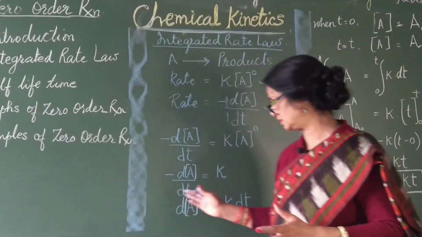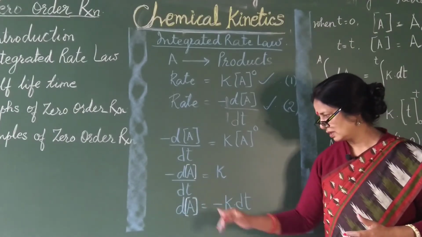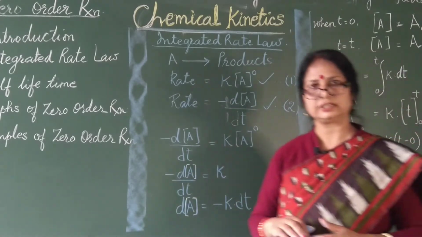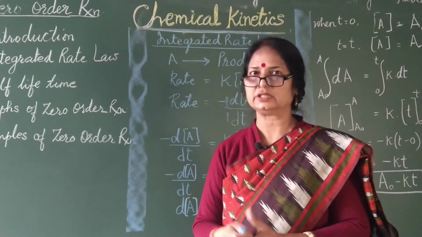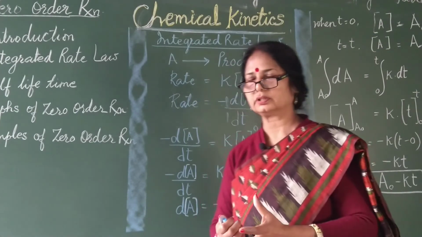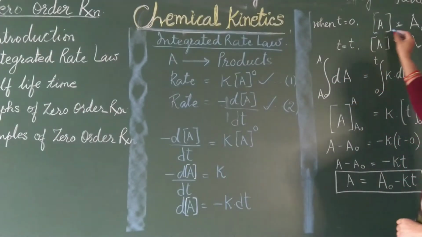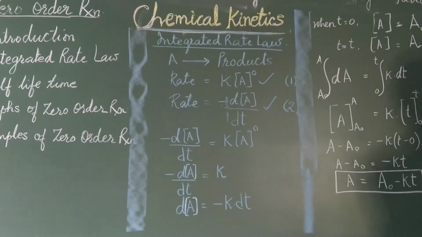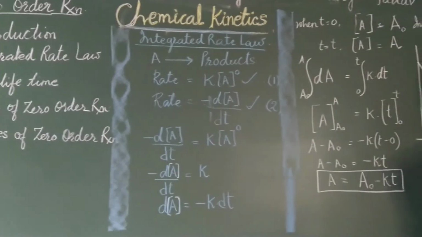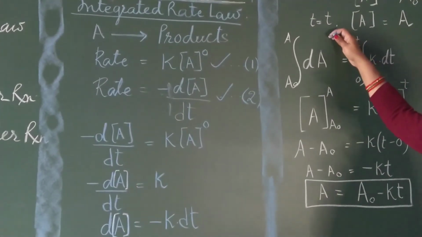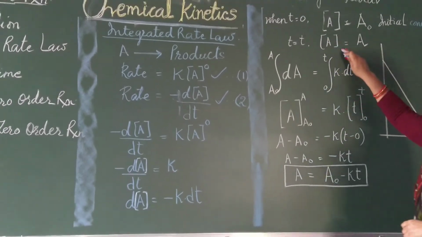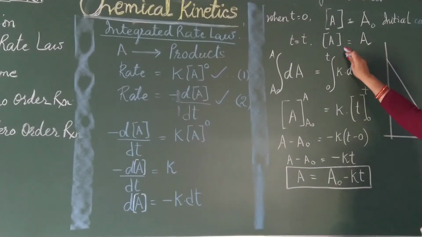To solve this differential equation, we have to integrate it now. So let's consider when time is 0, meaning initially. When time is 0, then the concentration will be A naught. This is the initial concentration I have taken. And at any instant of time t, what will the concentration of A be?